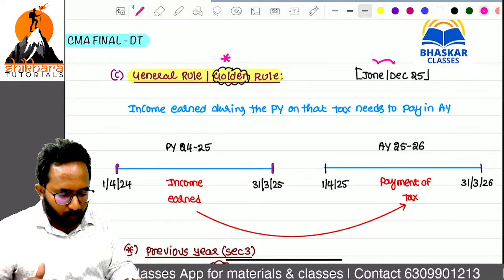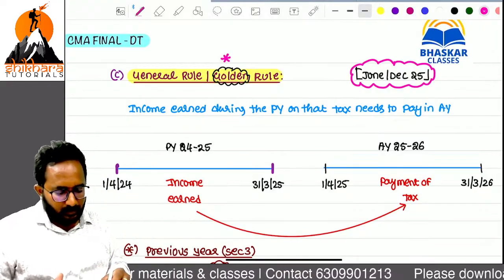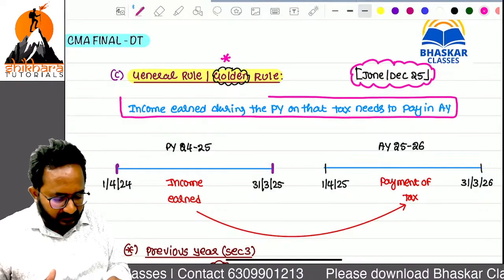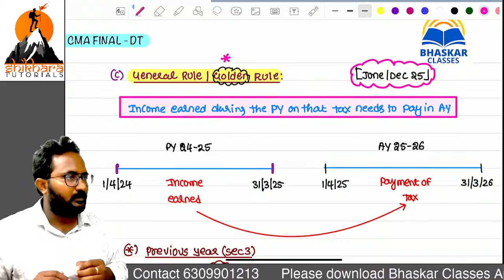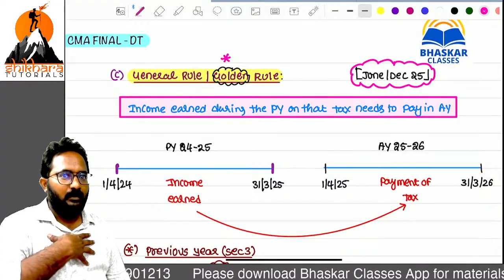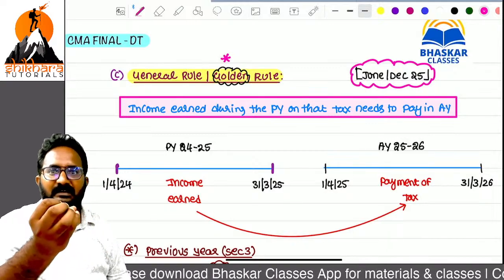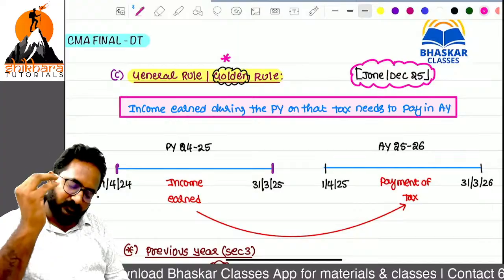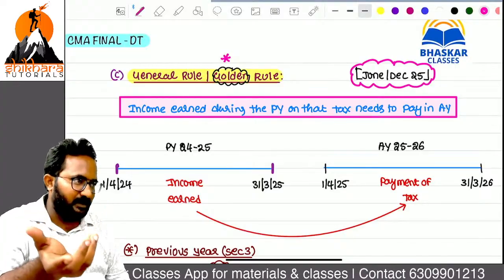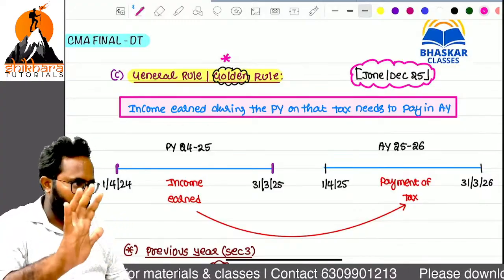I am talking about the June as well as December 25 examination purposes. Remember, income earned during the previous year, on that we are required to pay the tax in which year? Assessment year. Now I will tell you in detail. Many students, even after qualification, have doubts about the previous year and assessment year. Even qualified CAs have some doubts, and if they are doing a job they may not know the previous year and assessment year for particular exams and years. To be honest, you should accept it.